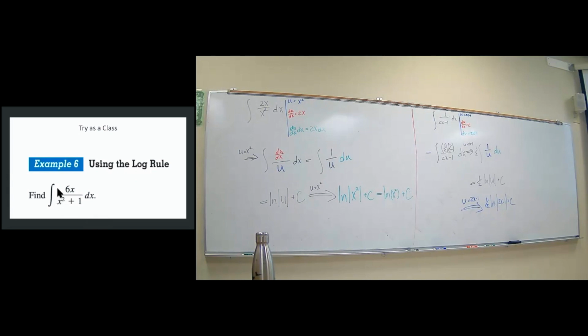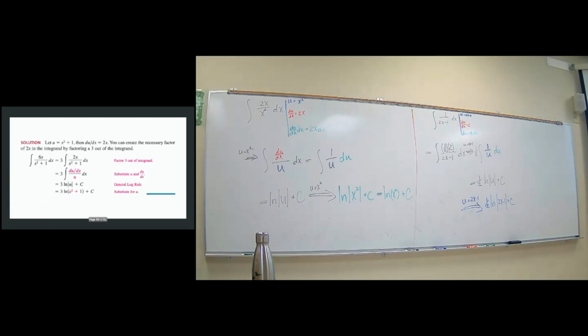Now, what about this case? Might be obvious pretty quick here what to do. We're going to factor out 3, right? Because that's going to give us 2x. And then here, we're going to have u is equal to x squared plus 1. So du dx is going to be just 2x. So factor out that 3, pull it out front. And you're going to have du dx times dx, that's du, divided by u. You're done. Once you integrate, you're done.